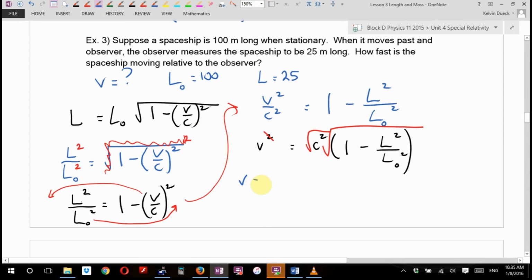The v is going to drop down like a domino. Yay! What's the square root of c squared? Just plain old c. And inside the square root, we have 1 minus L squared over L0 squared. Sorry, not L0 on top, my bad. You might want to throw that somewhere on your formula sheet, maybe in the relativity section.